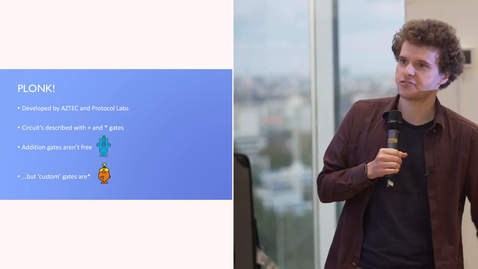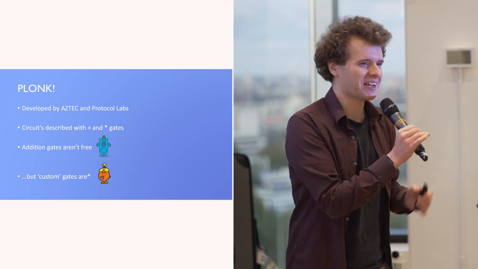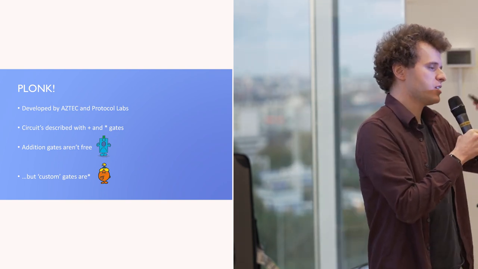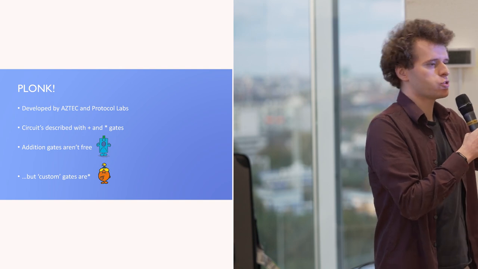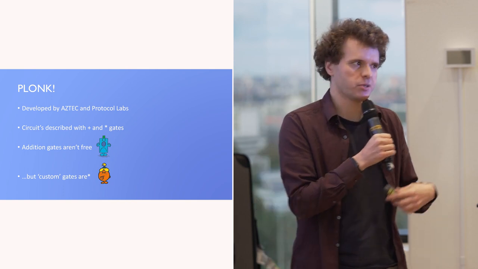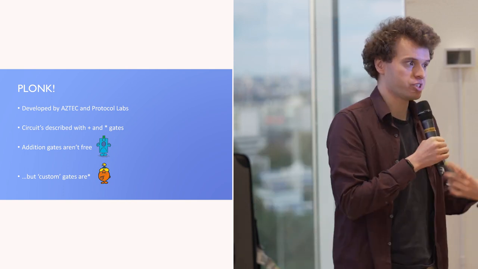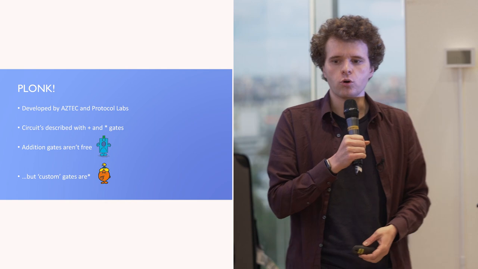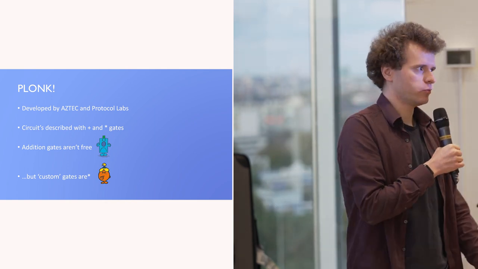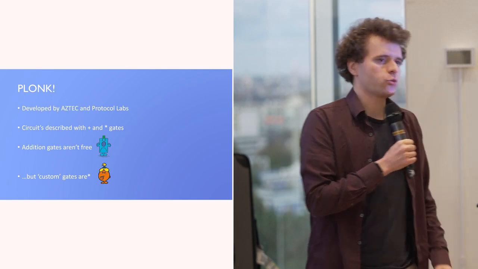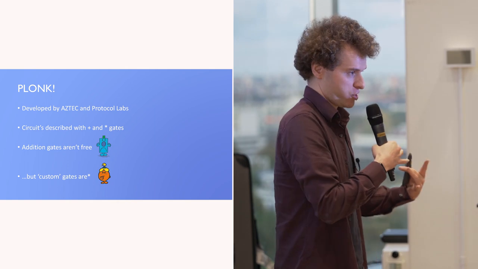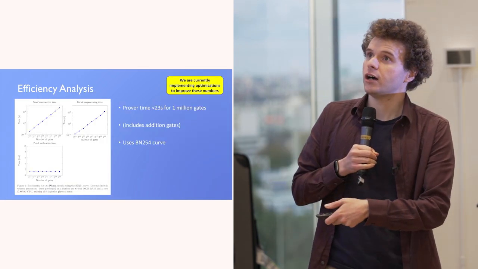Whilst addition gates aren't free, custom logic gates can be, where basically you can embed little mini gates which have more advanced functionality in them. So for example, you can do things like a MiMC hash round gate or elliptic curve point addition gate. Boolean gates, which constrain values to binary numbers. And so what this is all just doing is it means that you can describe your circuits with fewer gates, and therefore proof construction is faster and more snappy.